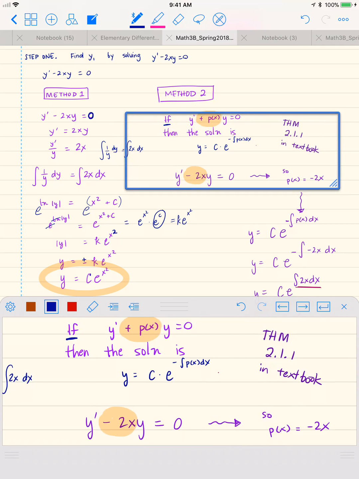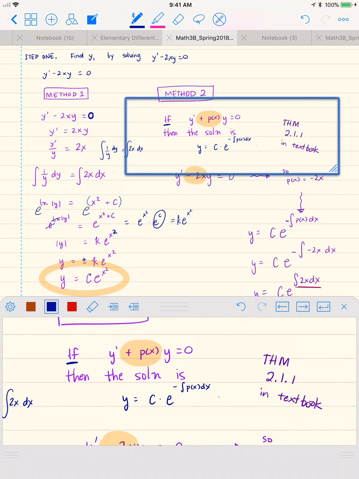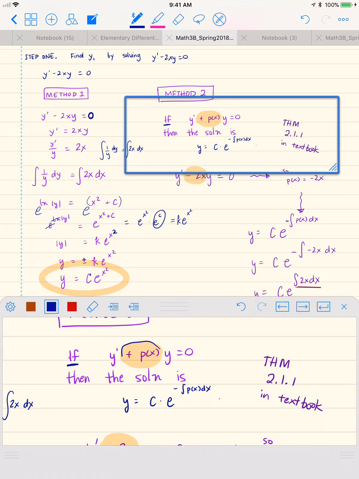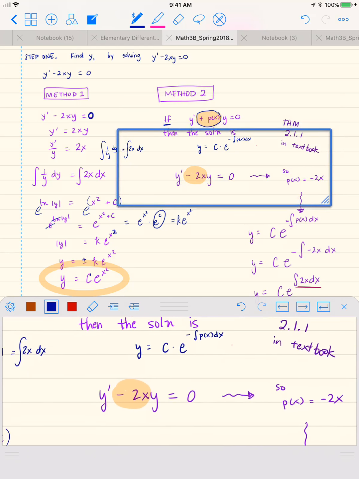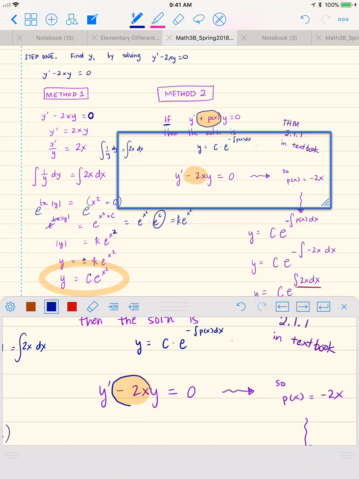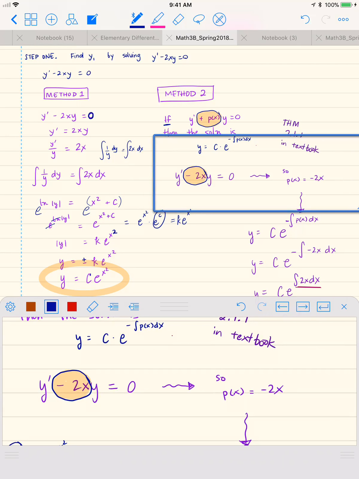Okay, so our equation is y prime minus 2xy equals 0. So that means p of x, we can look here, what is p of x? It's going to be negative 2x, right? And we've got this written down here. So p of x is equal to negative 2x.